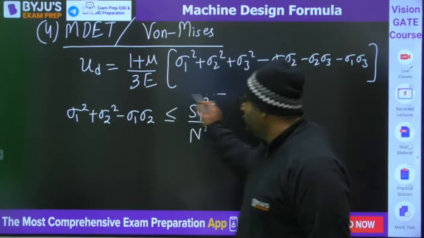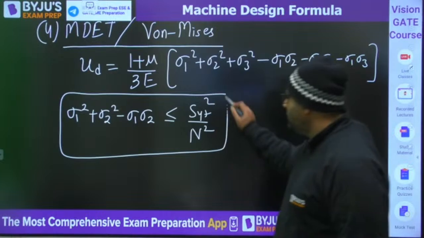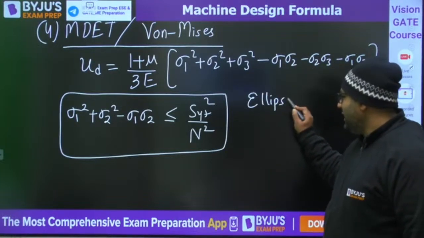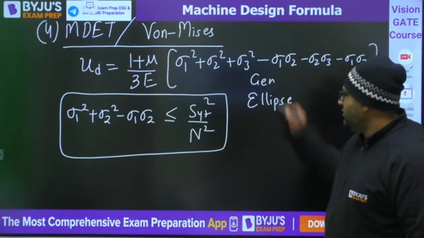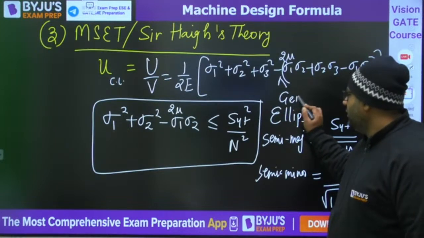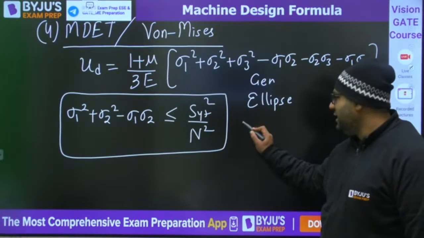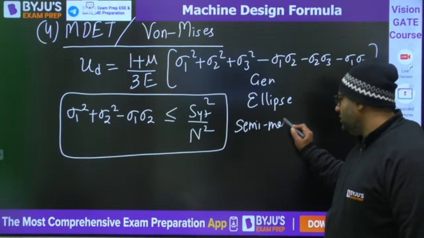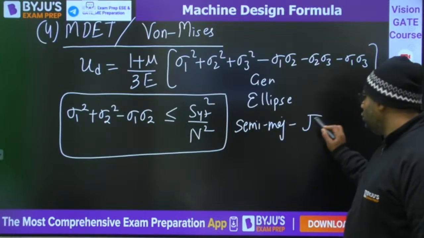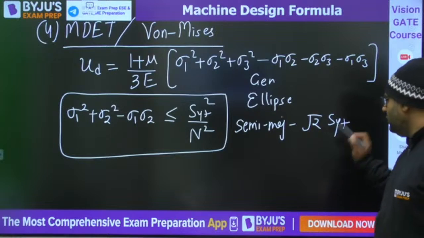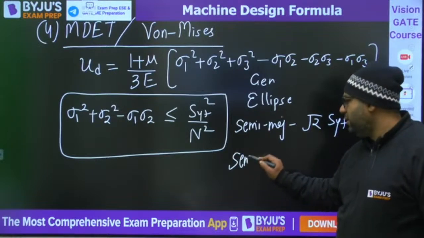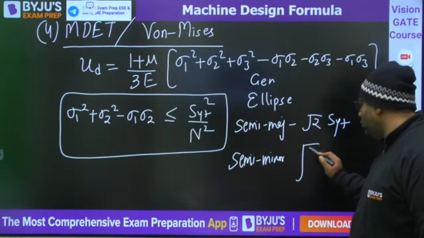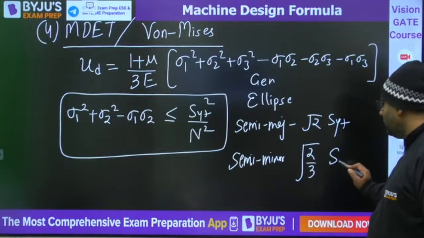And this time also you would be getting a generalized ellipse, but this time it is a different one. The semi-major axis is nothing but root 2 SYT. And when we are talking about the semi-minor axis, you can write root 2 by 3 SYT.